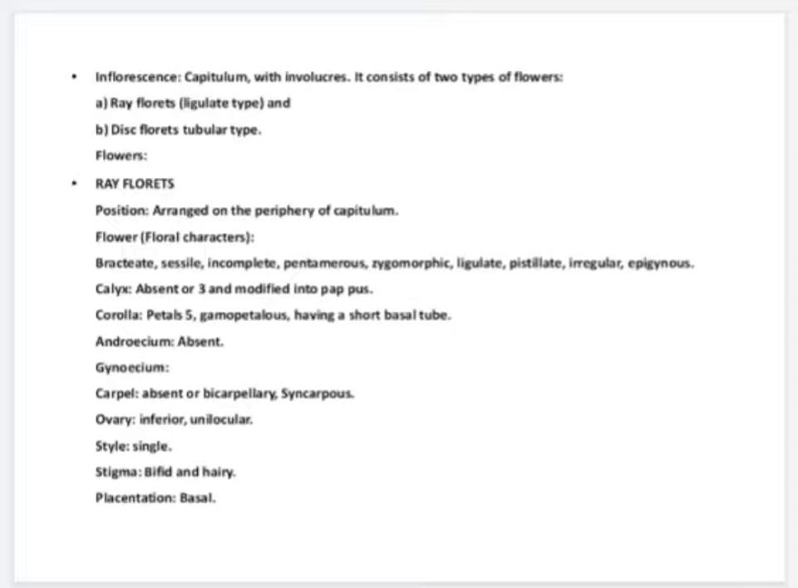Calyx is absent or 3 and modified into pappus. Corolla, 5 petals are present, gamopetalous condition and having a short basal tube. Androecium is absent, so ray floret is commonly known as incomplete flower. Now gynoecium, carpel is absent or bicarpellary condition, syncarpous, ovary is inferior and unilocular, single style is present, and bifid and hairy stigma with basal placentation.